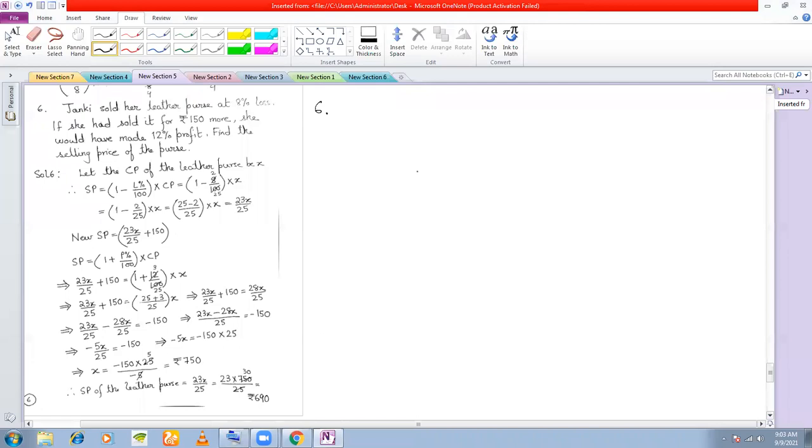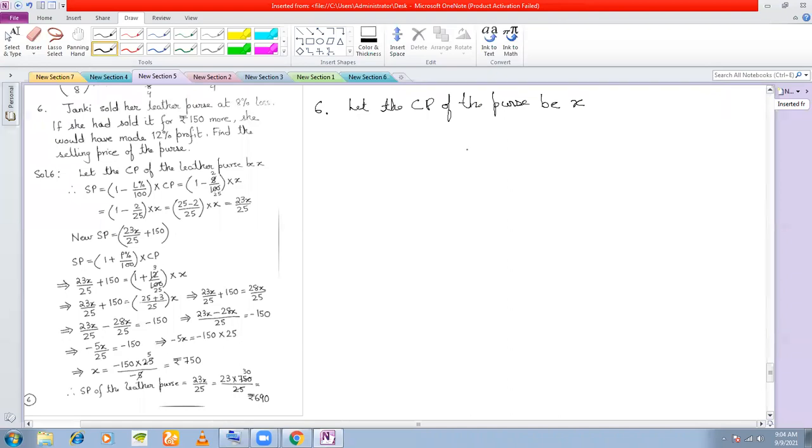Now, first of all, she's selling the leather purse at 8% loss. If she had sold it for rupees 150 more, that means 150 more than the cost price, she would have got 12% profit. Find the selling price of the purse. I start by saying let the cost price of the purse be X. Cost price of the purse means the price at which Janki is purchasing the leather purse.